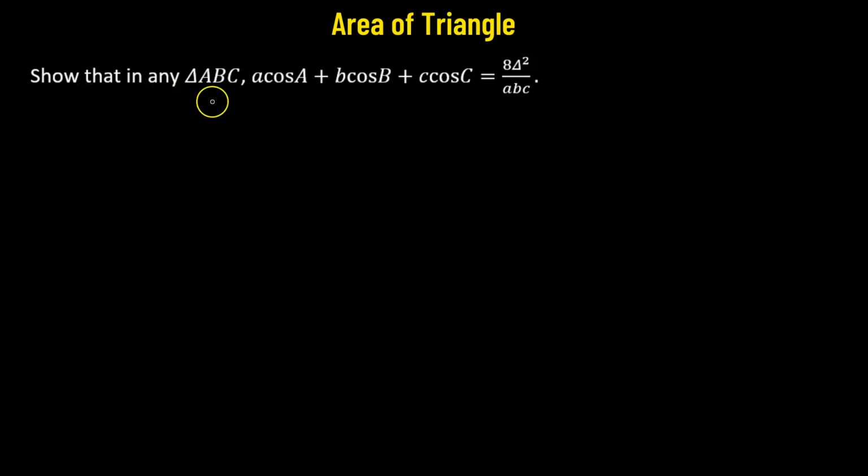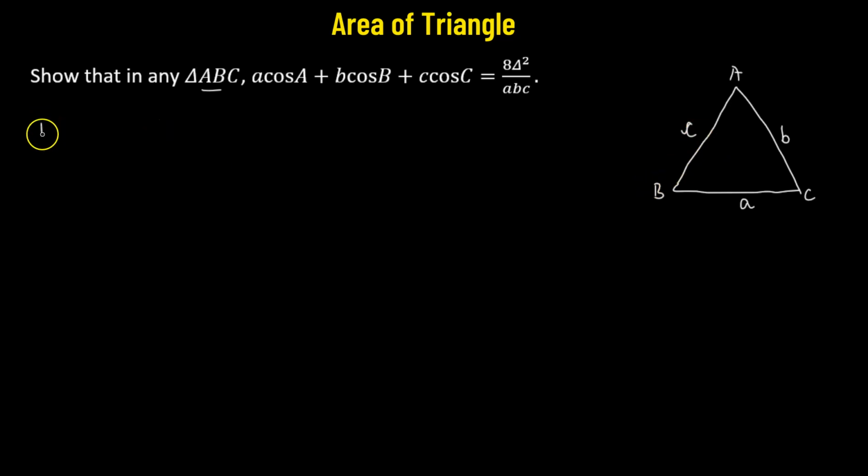We have a triangle ABC and we need to show that a cos A + b cos B + c cos C equals 8 delta squared over abc, where delta represents the area of triangle ABC. First, we'll need to specify the sides of the triangle. So let's say we have an acute angle triangle with vertices A, B and C. The sides opposite to angle A, angle B and angle C will be represented by the lowercase letters a, b and c respectively.